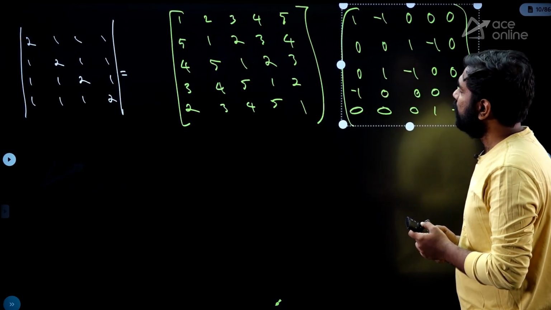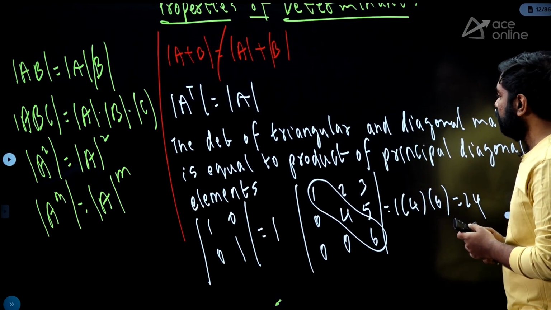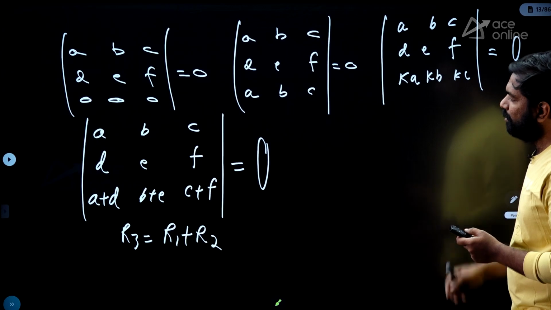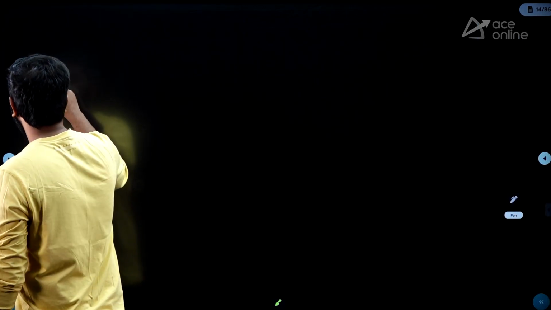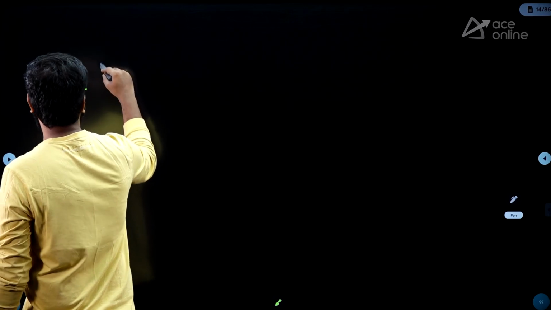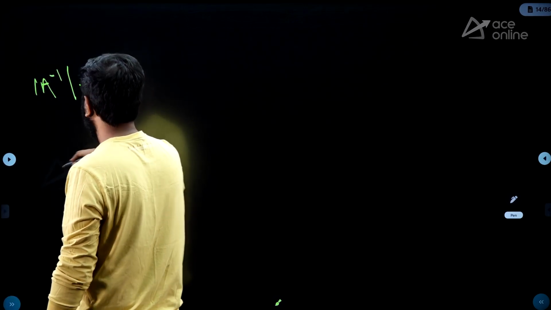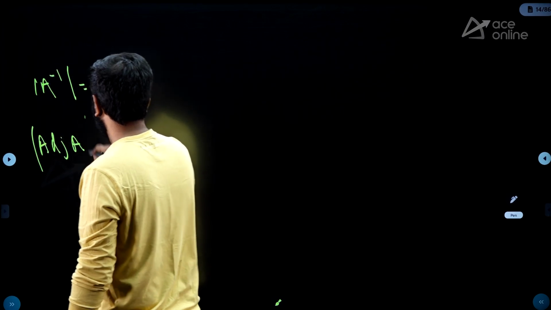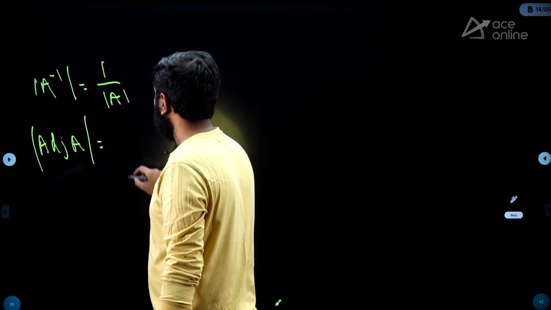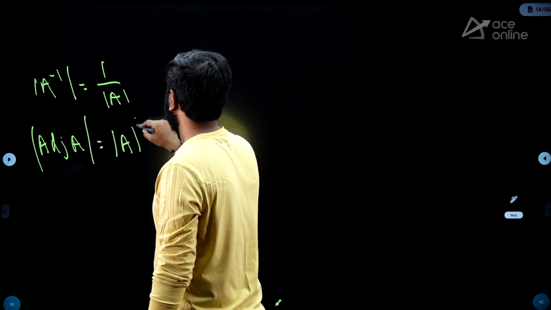Where did that question go? Yeah, we were discussing the properties. These are some of the properties. So let me add a few more. What is the determinant of A inverse? It is 1 by determinant of A. What is the determinant of adjoint A? So as far as I remember, it is determinant of A power n minus 1.